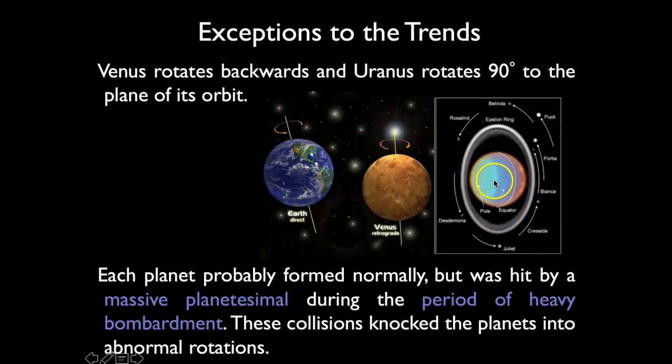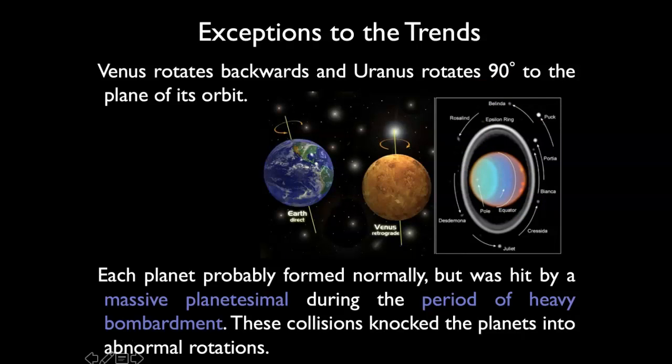This picture here is from the Hubble Space Telescope. This is a cartoon, obviously, but this is a real picture. The sun is over here shining on Uranus, and Uranus is orbiting the sun in this plane, but it's spinning like this. Weird, weird.